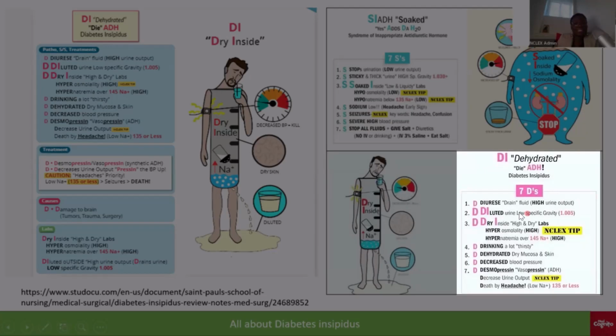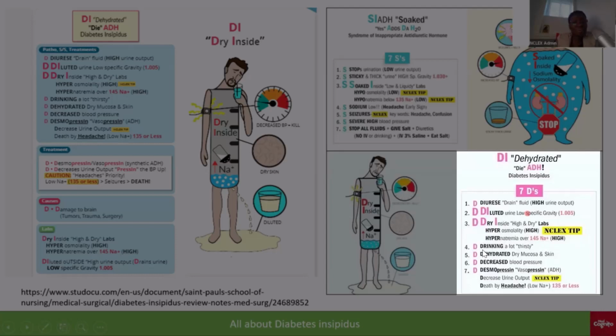The second D, diluted urine, so the urine specific gravity will be very low. D number 3, as I said, dry inside, so high and dry labs. Remember I said for the blood, there will be hyperosmolality. The osmolality will be high. This is an NCLEX tip. Do not let it confuse you. For the blood, for a client with diabetes insipidus, the osmolality will be high and the sodium will be high, more than 145 milliequivalent per liter.